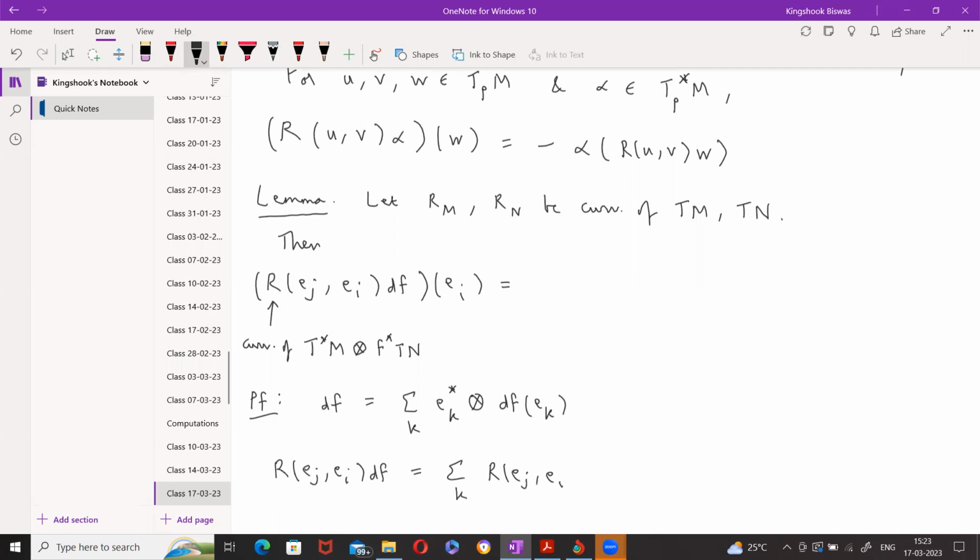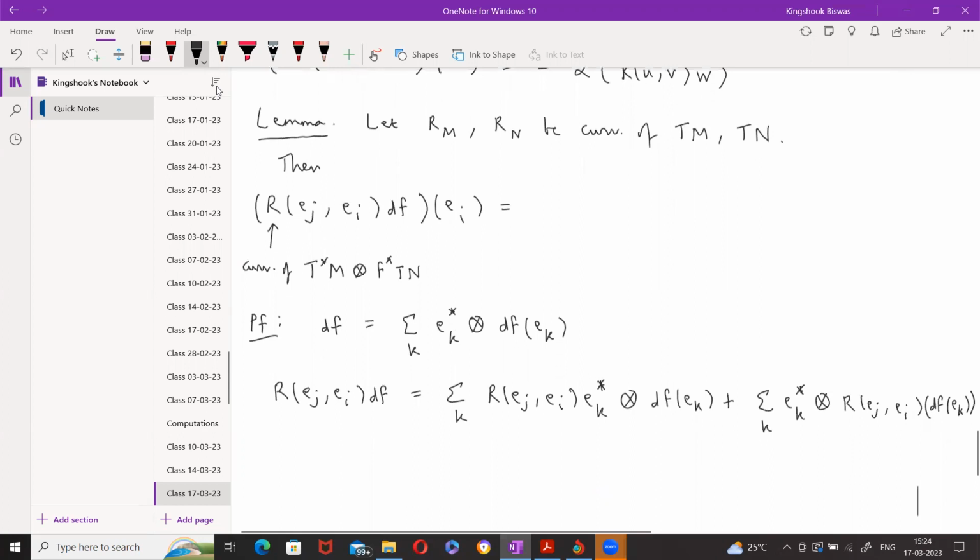E_J, E_I, E_K star. This whole thing is an element of the cotangent bundle tensor DF E_K, plus sum over K, E_K star tensor R of E_J, E_I applied to DF E_K. Okay.